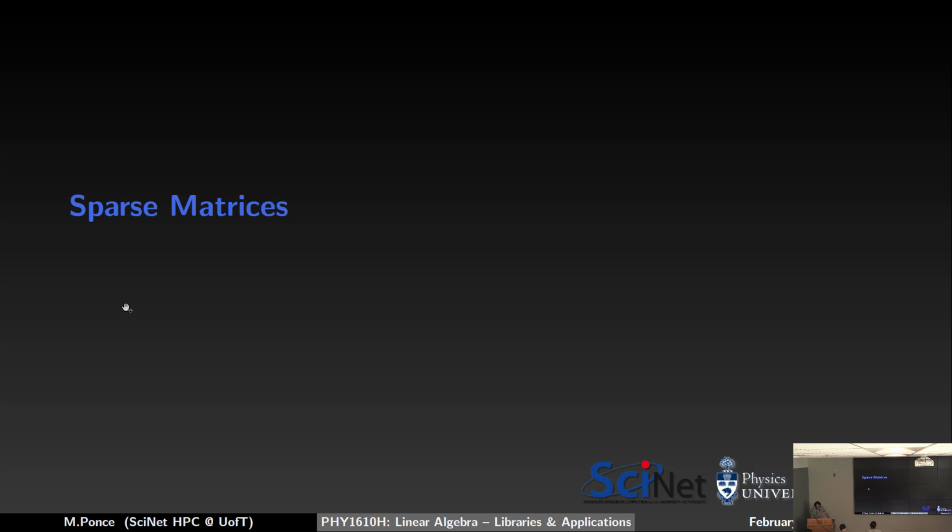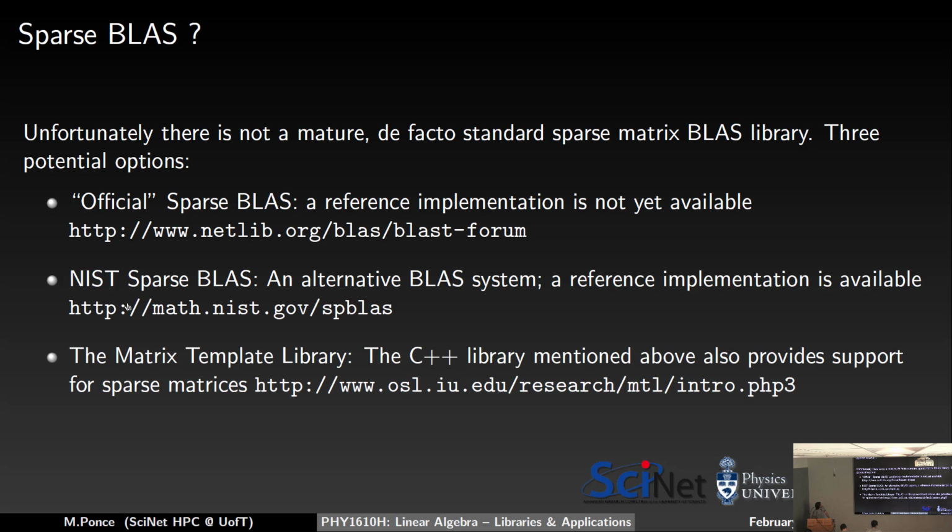Okay. What about sparse matrices? We talked a bit about them. The truth is that there is no official implementation of sparse matrices. There is a sparse BLAS, or a nice sparse BLAS. I think the matrix template library may have something, but there are no standards as there are for the more general matrices. But there are some references there if you want to take a look.